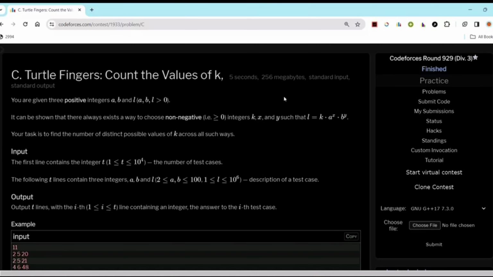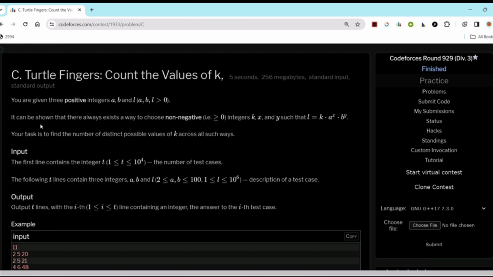So hi, in this video I'm going to discuss a problem of Codeforces from 929. It is a Div 3 contest and this is the C problem of the contest. So let's move to the problem statement. In the problem, we are given three positive integers a, b and l. As you can see, all of them are greater than 0.